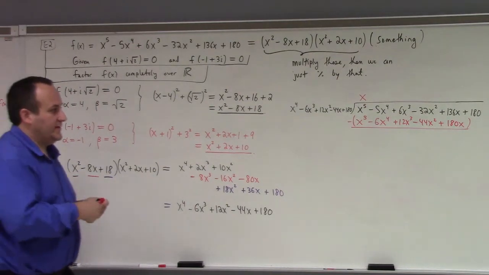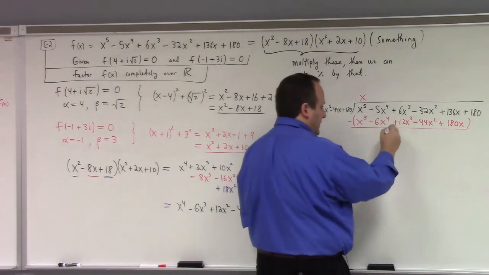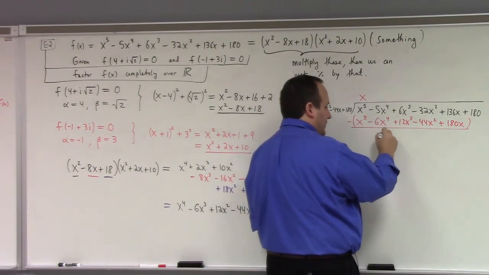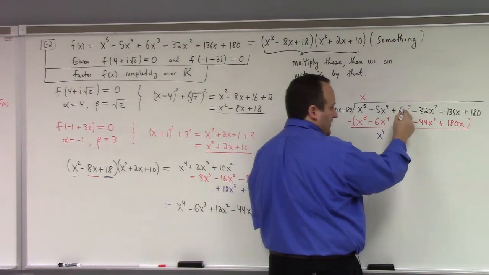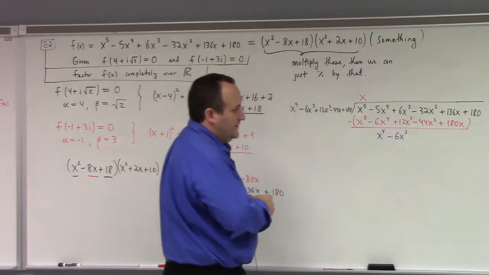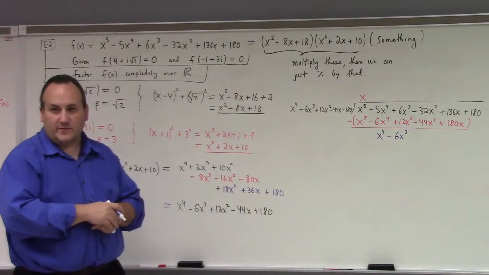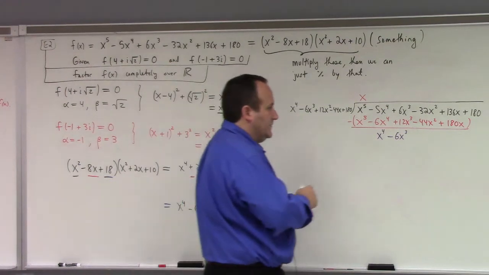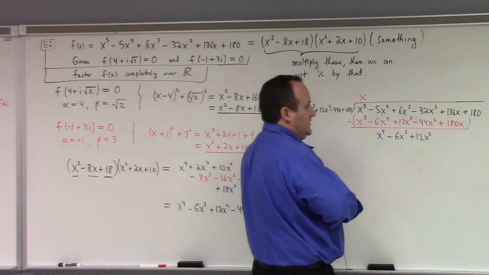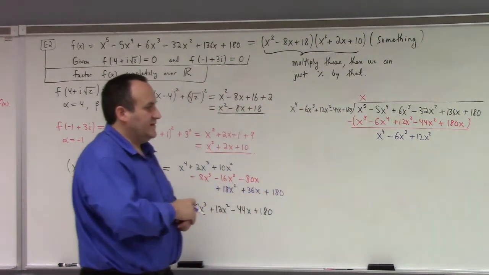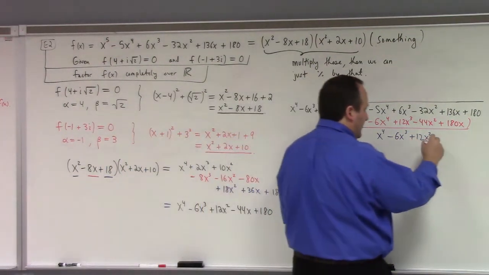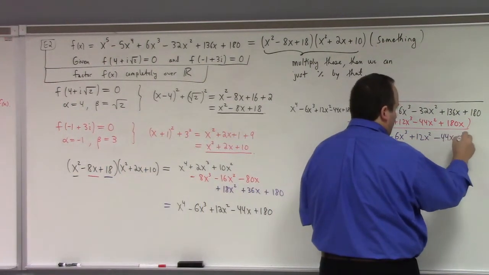If we subtract those, we get x to the 4th. 5 minus 5 plus 6... I mean, minus 5 plus 6 is just 1, right? So I've got x to the 4th. Then I've got 6 minus 12, which is minus 6x cubed. And what's minus 32 plus 44? I think that's plus 12x squared. And 136 minus 180 is what? I believe that's minus 44. And then, of course, plus 180.